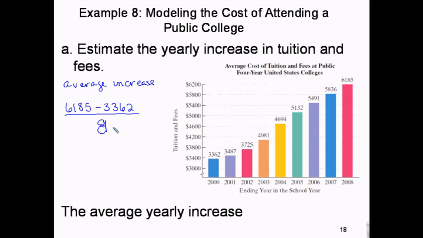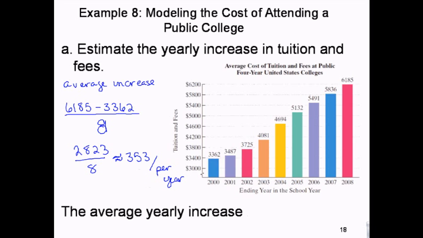Yeah, 8 years. So I'm going to take that, and it's going to give me 2823 divided by 8. And that is about, and I'm rounding, $353 per year that it goes up.